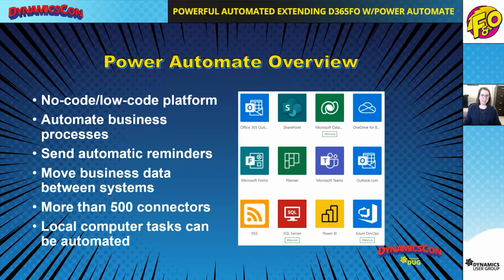Power Automate is really nice for automating business processes. You can do things like send automatic reminders, move business data between systems. Best thing, out of the box, there are more than 500 connectors. I've got a quick screenshot there where you can see several of the Microsoft type softwares that are going to be supported for connections and some of the common things you'd be wanting to connect between. Now, it's not just cloud. You can actually also automate local computer tasks as well.